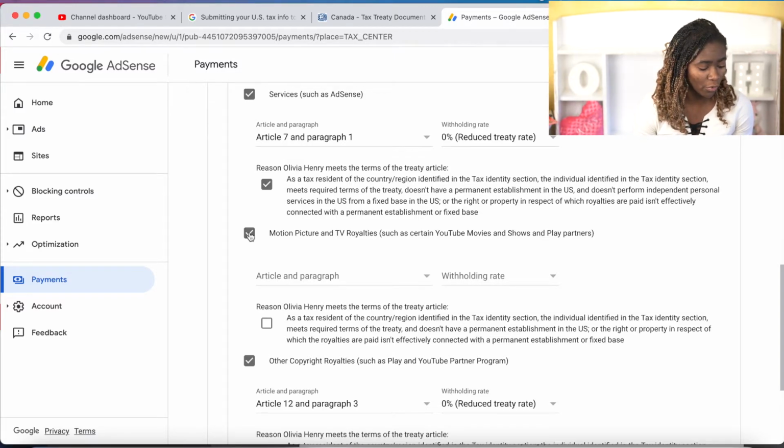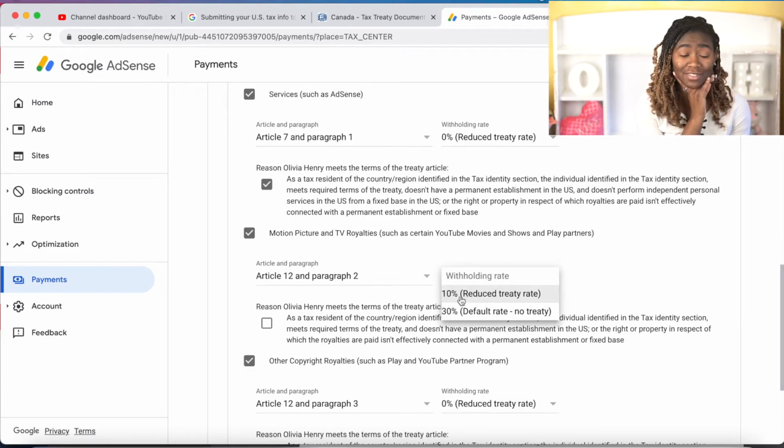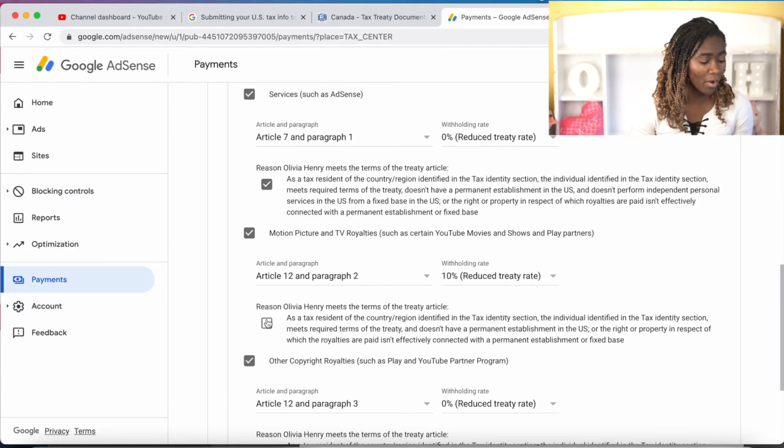So, Article 12, Paragraph 2. Ooh, the treaty rate isn't reduced to 0. It's reduced to 10%, which is fine. So for AdSense, it's 0. For YouTube Partner Program, it's reduced to 0. And for motion picture and TV royalties, it's reduced to 10%. So if you are doing YouTube movies and stuff, then you are still going to get double taxed, I guess, 10% in the US and then however much in your country, but it's definitely less than 30%, so there's that.